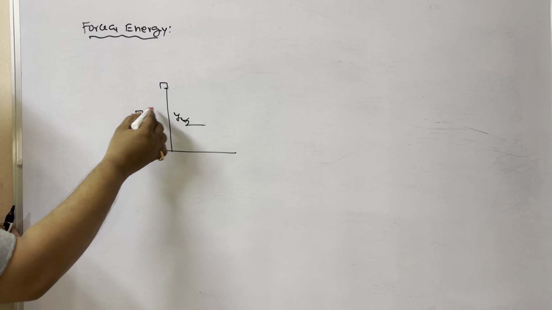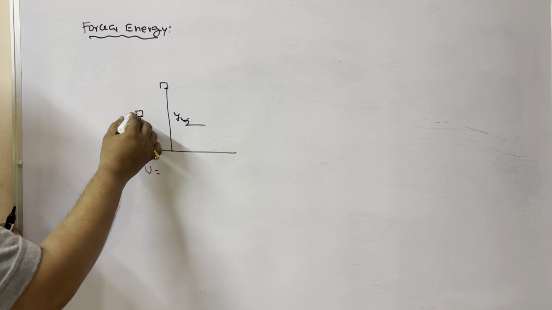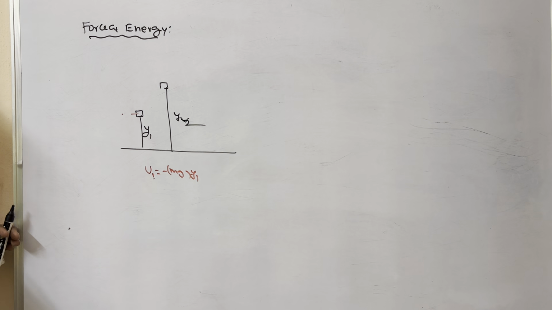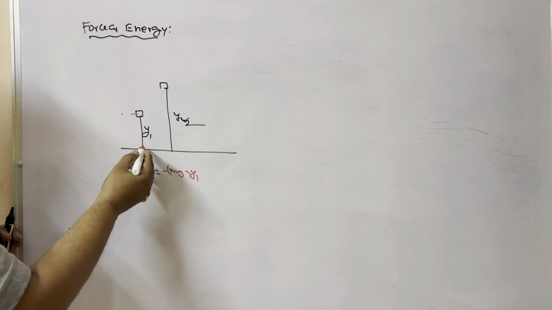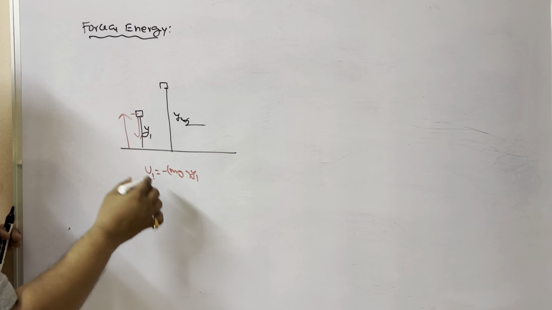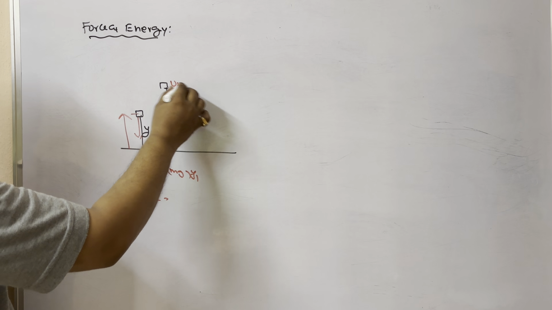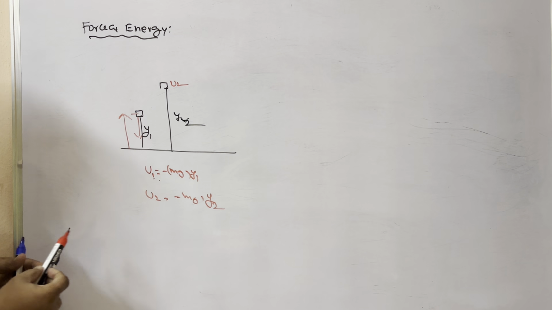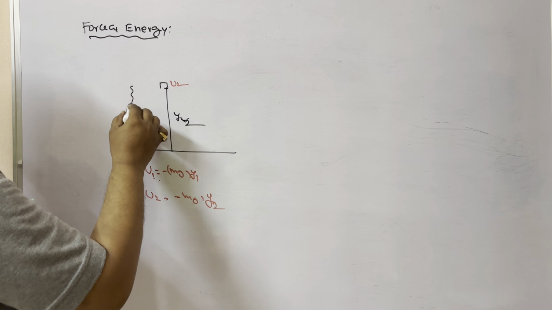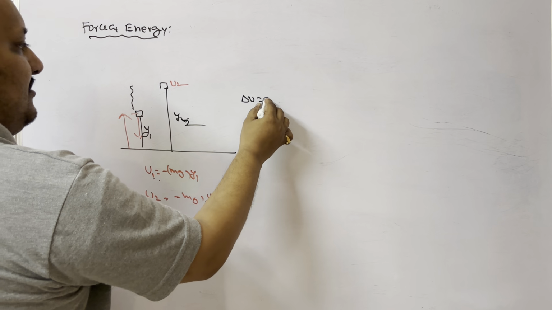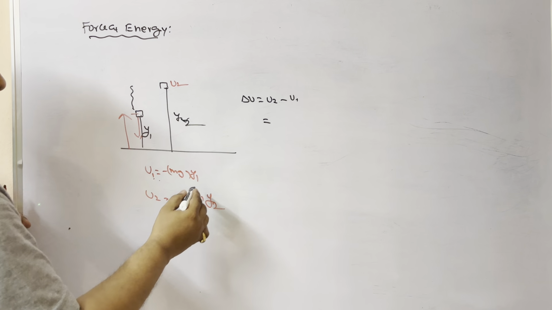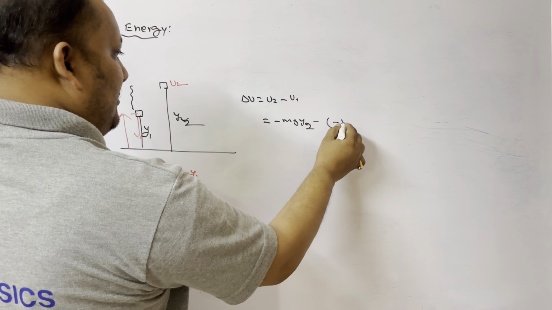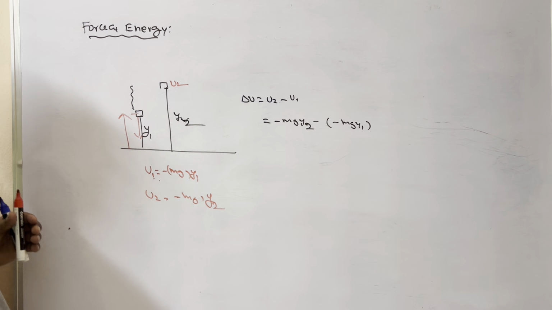Now, what is the potential energy at y1? U1 is equal to minus mg y1. Gravitational force is acting downwards, and displacement is upwards. Like this, U2 is equal to minus mg y2. Now, change in energy: delta U equal to U2 minus U1, which is minus mg y2 minus of minus mg y1.